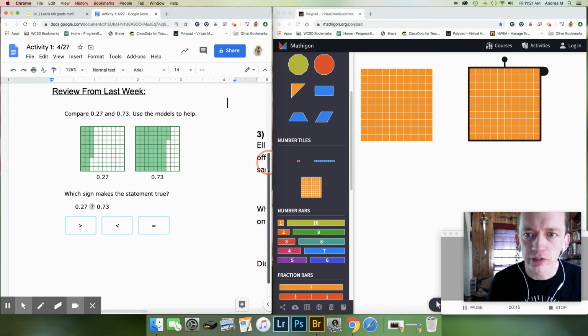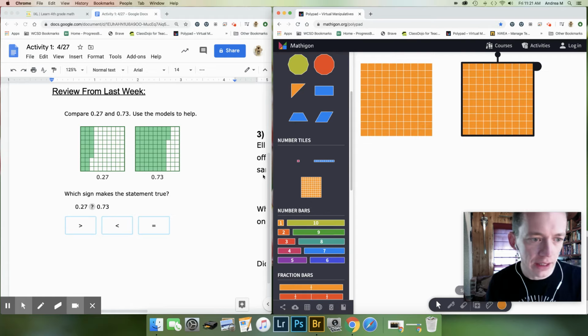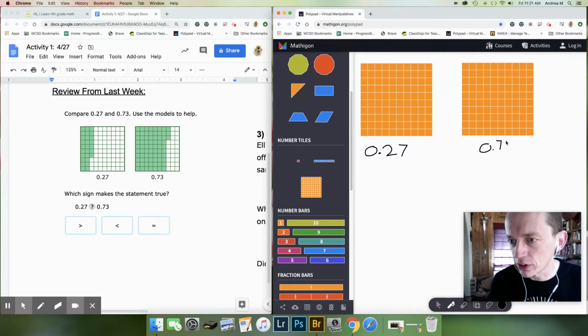So taking a look at this, if you remember from last week, we were talking about decimals and how we can compare those and what those look like. In this case, we have 27 hundredths versus 73 hundredths. Now the main thing is remembering how we are going to say that. We don't want to say 0.27. You're going to hear people say that and people will understand that, but mathematically we want to make sure that we're saying that correctly. So that is 27 hundredths, and we are comparing that to 73 hundredths.